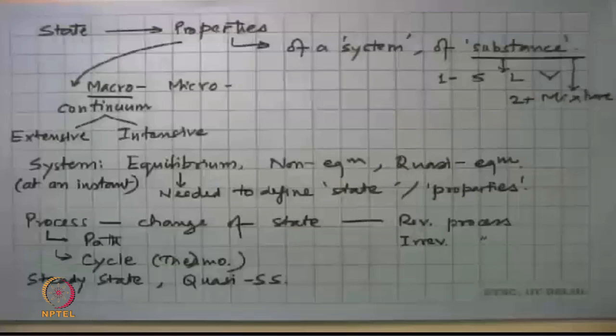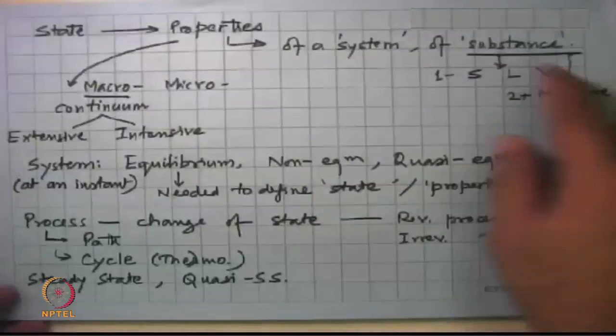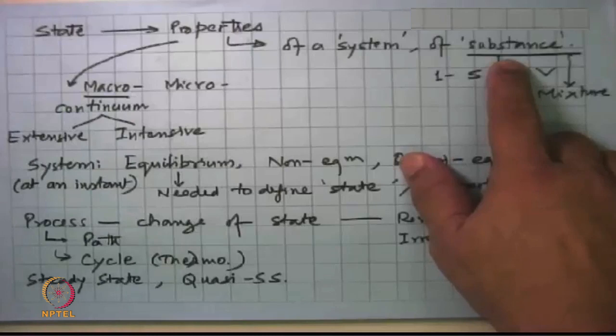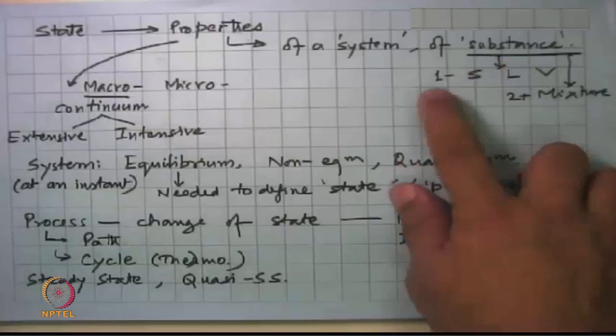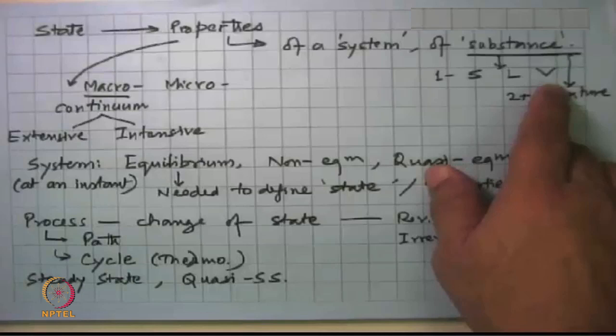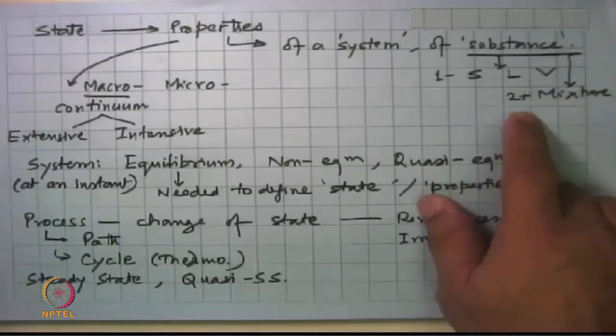We started off by defining what is state, and we said that we need properties which give numbers, and the set of numbers define the state. So this is the state of the system, and properties are for that particular material which is there in the system. And we said that this substance could be a single type of molecule in any of the phases, solid, liquid, or vapor, or it could be a mixture of two different types of molecules in any of the phases.